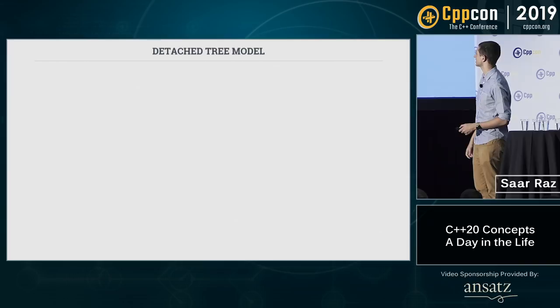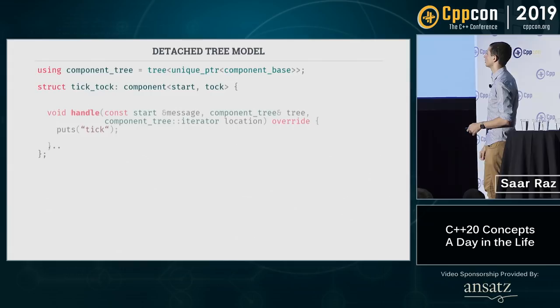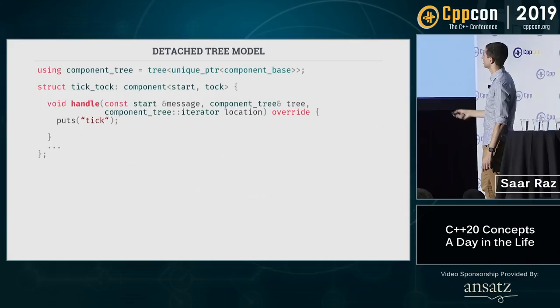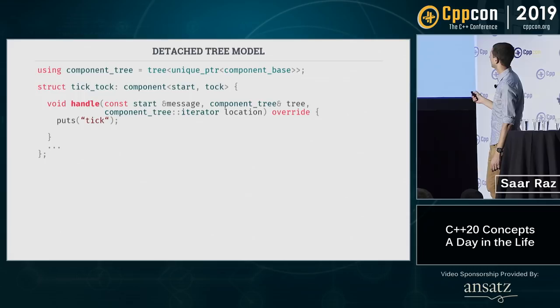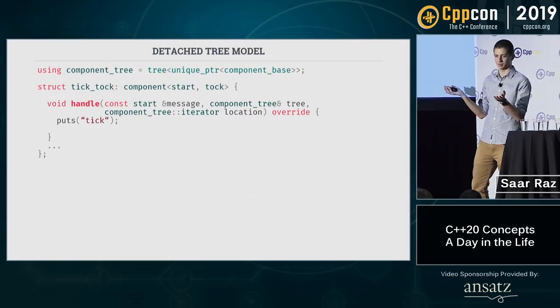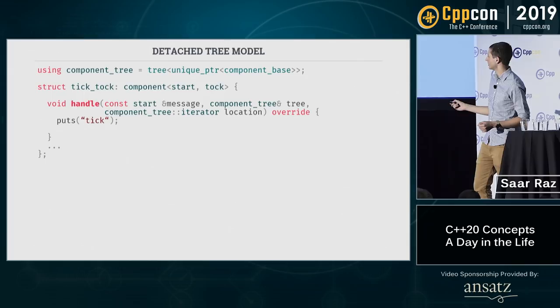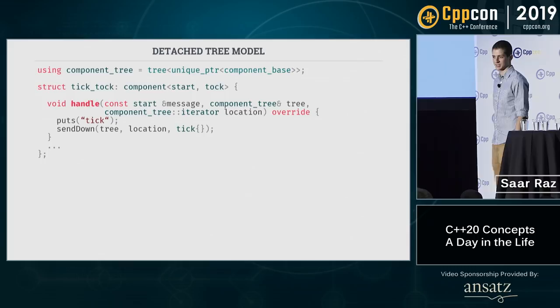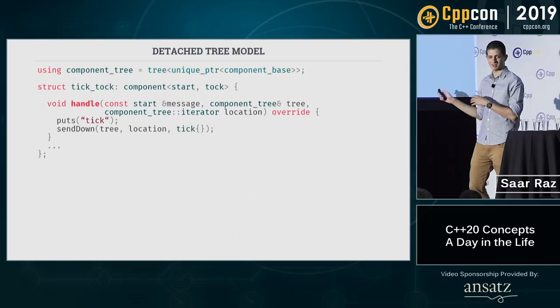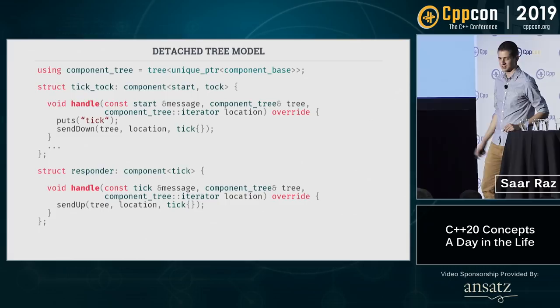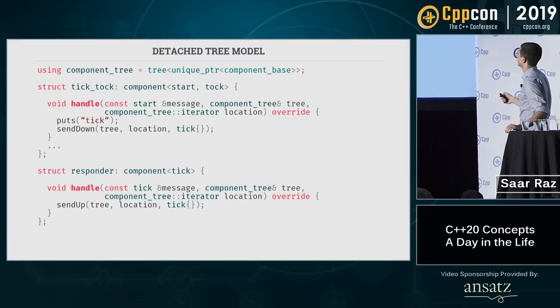For example, I'm going to have this data structure tree here, and the TikTok component will receive, instead of just the message, a reference to the tree and a location inside this tree. If you know the tree and the location inside of it, you can send the message from there. So the send down function will now receive the tree, the location, and the message to send. This little change of a method here will help us make this static later on. The responder will be similar when it tries to send up a message. We can make this a little nicer and package a reference to the tree plus a location inside of it inside an object. I'm going to call this context.